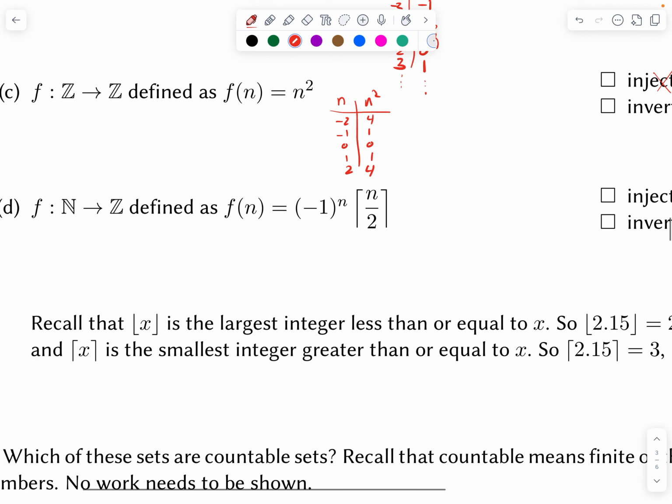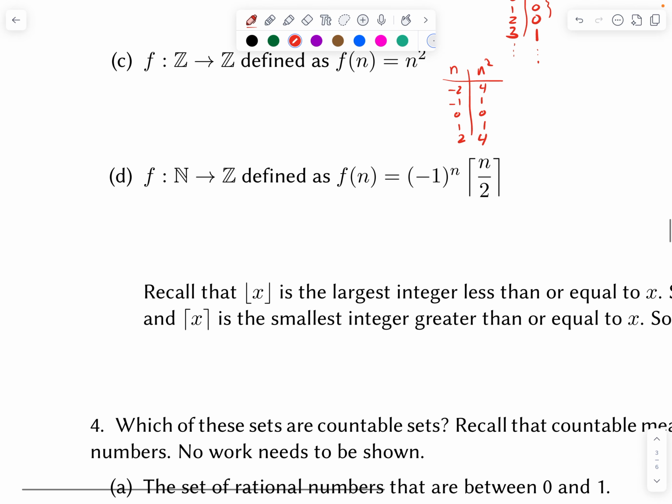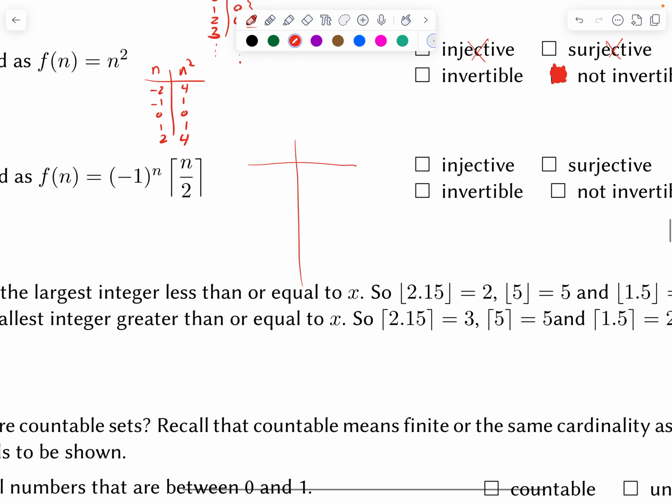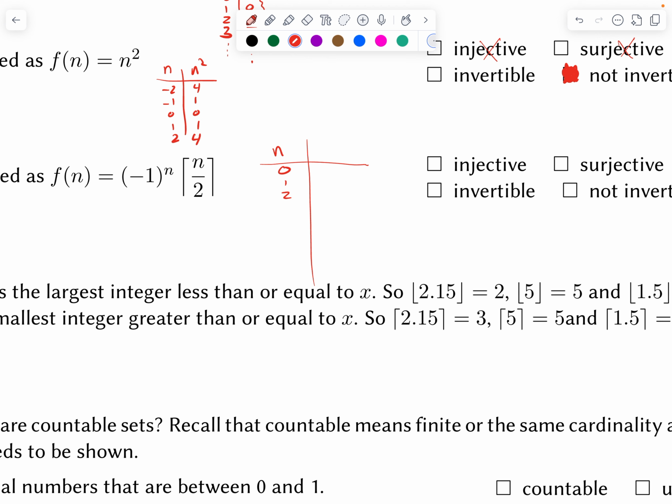Final one. This is one that I think we had on the practice test, so I don't know that I need to go over this, but I guess we could just do it real quick. Let's see if this one works. So let's do n, and here we're dealing with just the natural numbers. 1, 2, 3, 4, 5, and then we'll do negative 1 to the n times the ceiling of n over 2.